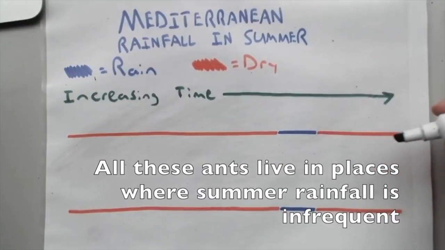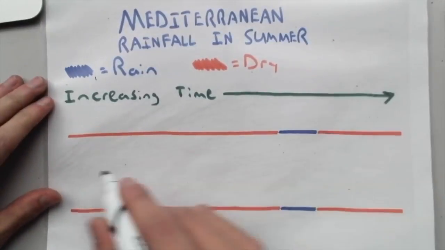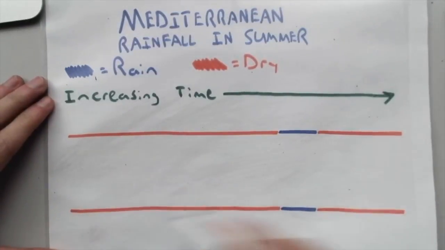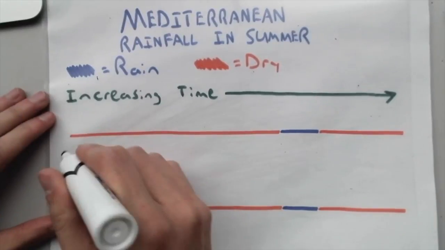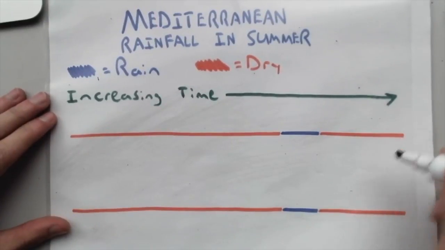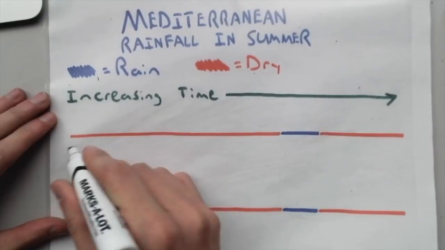So if we look at this diagram here, this is the Mediterranean. Say that this timeline represents the summer season. So this is the beginning of the summer, this is the end of the summer. This is where rain is occurring, and this is where no rain is occurring.